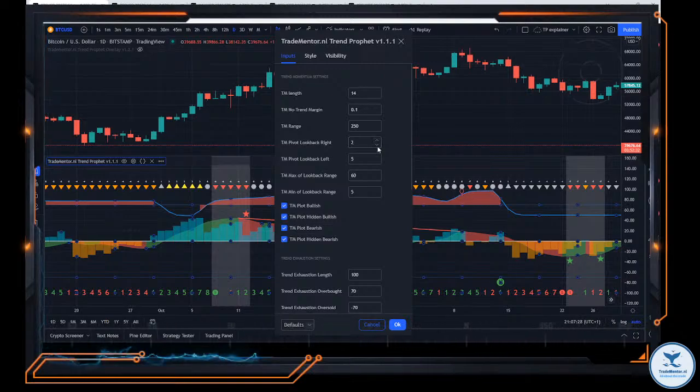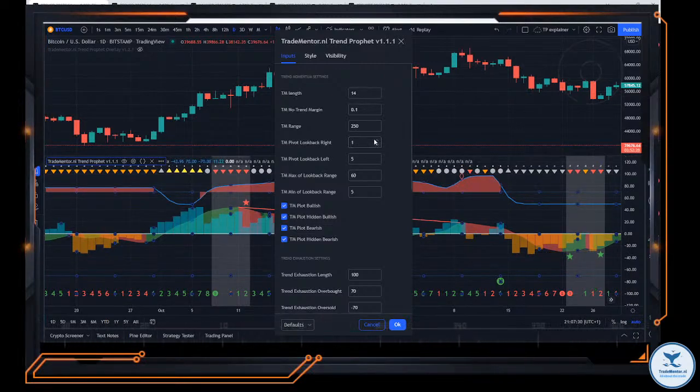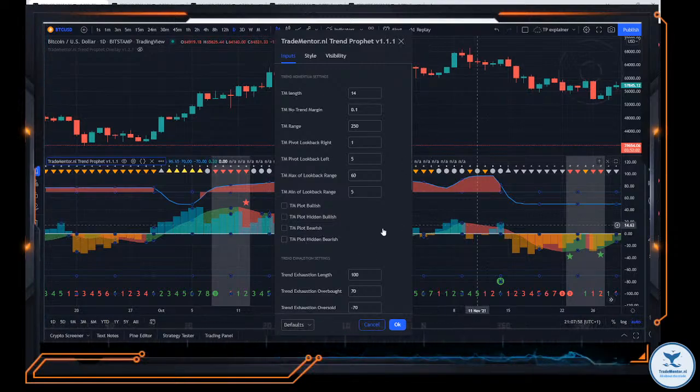How much delay will you accept in detecting divergences? There's a cost: the higher the look back, the more candles it takes to make sure that it's a pivot, but obviously that adds delay to the signal. You can also disable the different types of divergences being plotted. If you notice that hidden isn't working out for you on a certain asset, you can disable them.